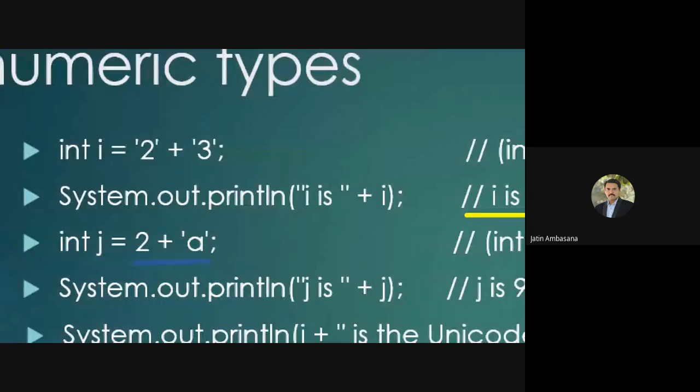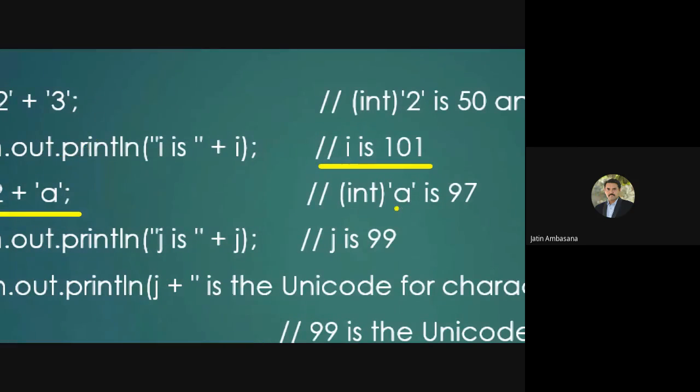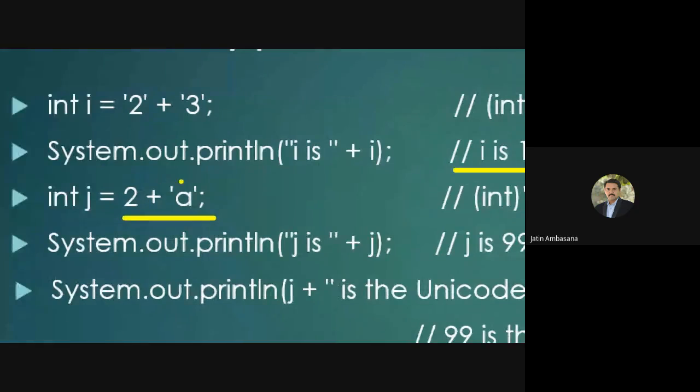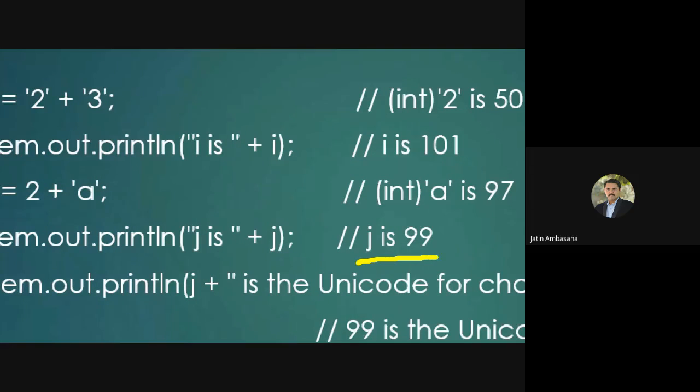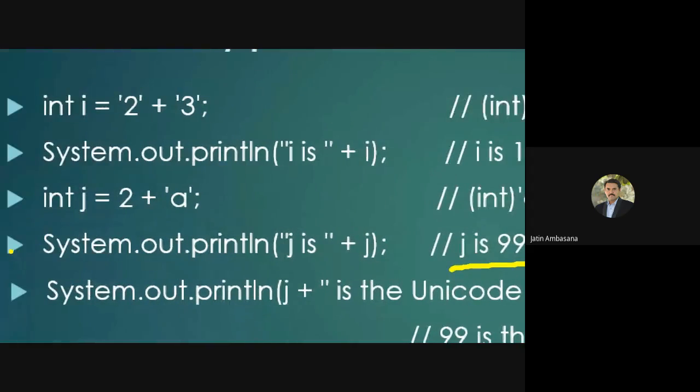Similarly, if you add something like this, so what happens here? Here a's value is 97. So this a gets converted into int, 2 plus 97. That addition, that 99 goes to this J. So it will say J is 99. That's what it will print.